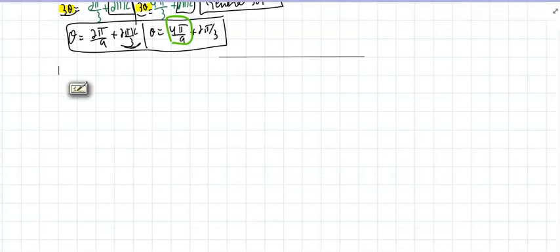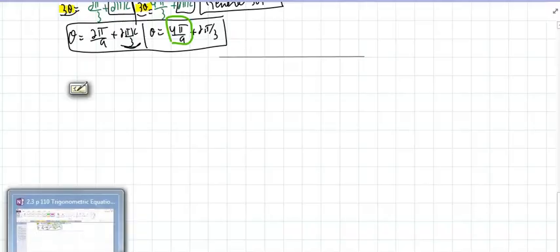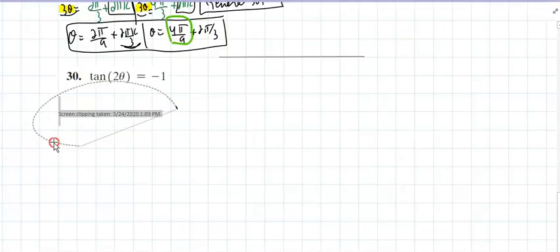Let me tackle a problem from the book. Let me look at problem number 30. So continuing where we left off.